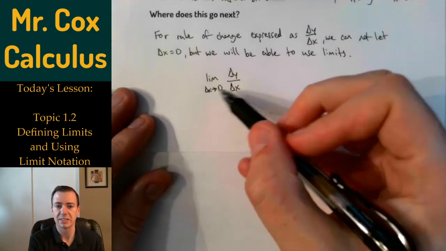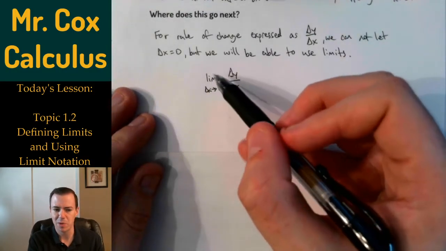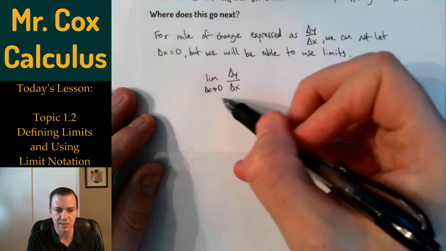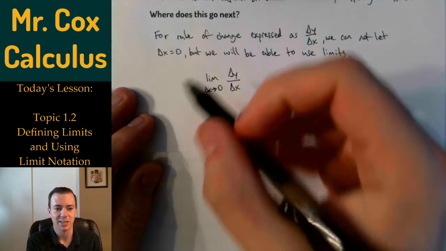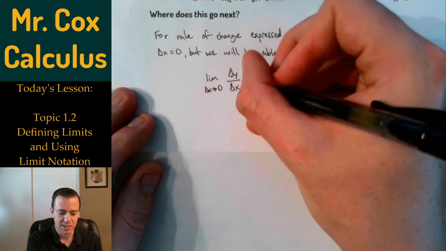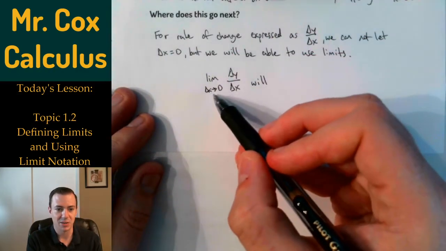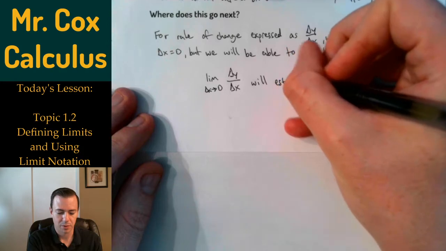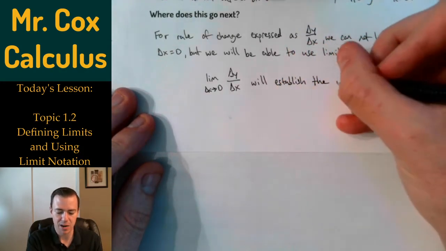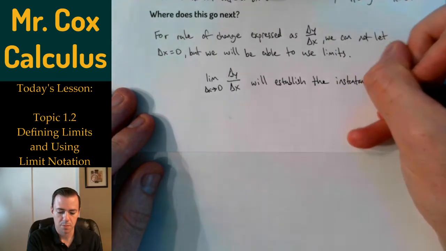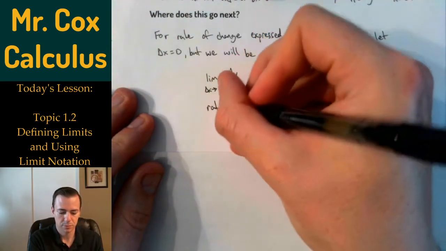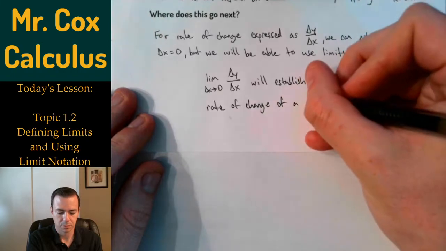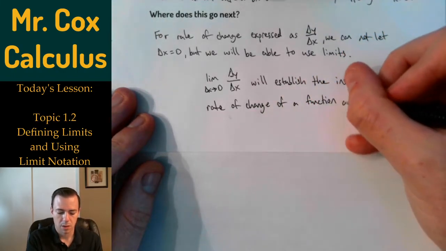We'll spend several topics getting really good at evaluating limits, but remember that the reason we're doing so, at least here in the very short term, is we want to take this expression right here because that is going to tell us the instantaneous rate of change of functions. And so that statement right there, the limit as delta x approaches 0 of change in y over change in x, will establish the instantaneous rate of change of a function at a given point.